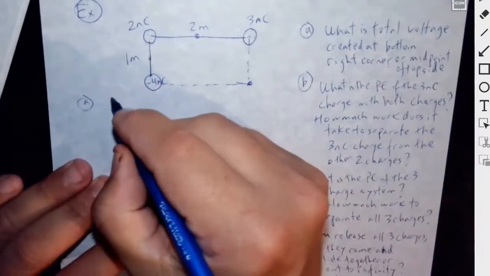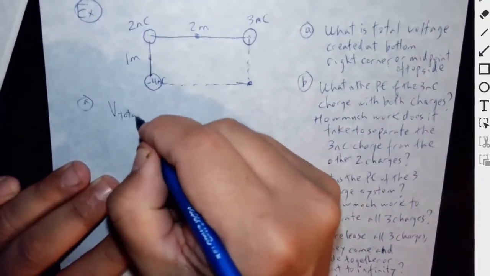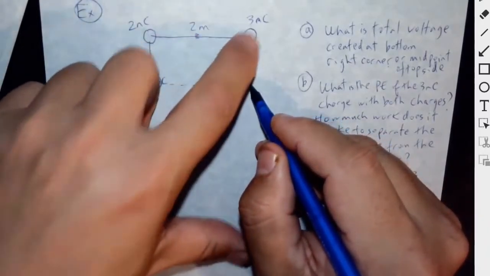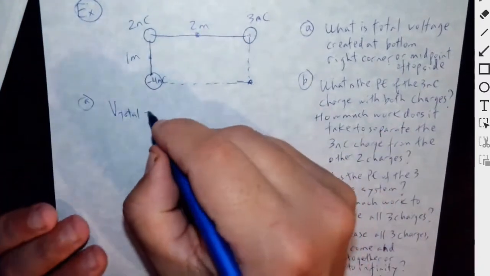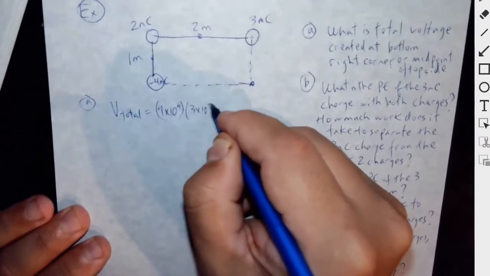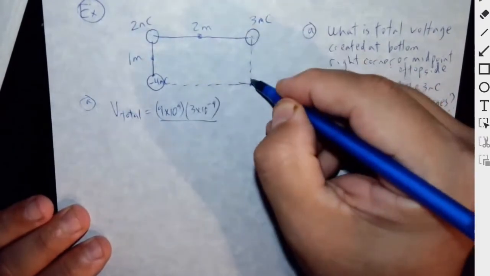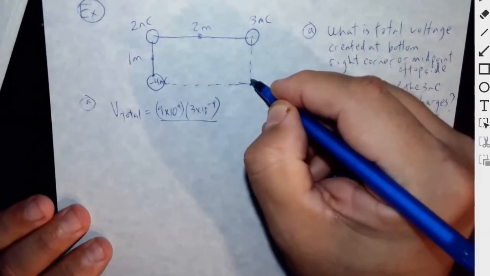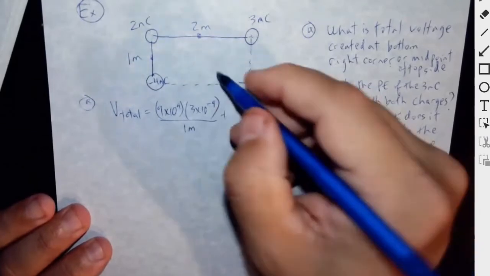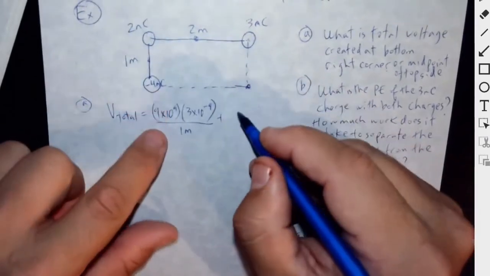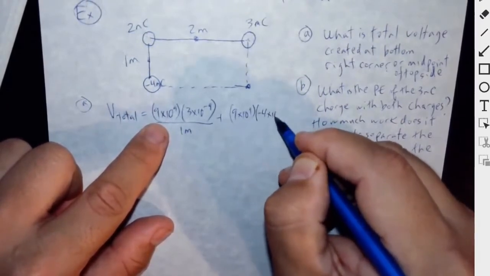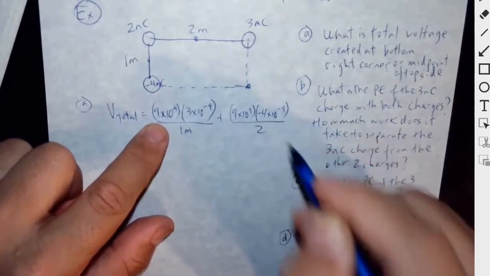So then the voltage total created at that point is just going to be the sum of the voltages created by each one. So 9 times 10 to the 9th, 3 times 10 to the minus 9, over the distance from there, right? So that's just going to be 1 meter, plus the voltage created by this guy. 9 times 10 to the 9th, negative 4 times 10 to the minus 9 over 2 meters.